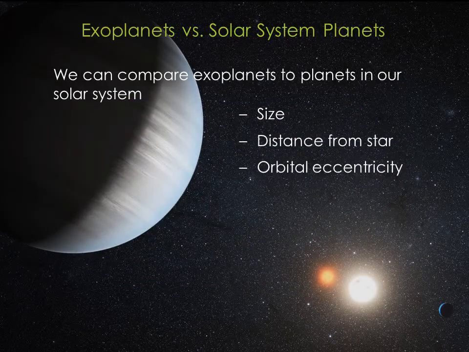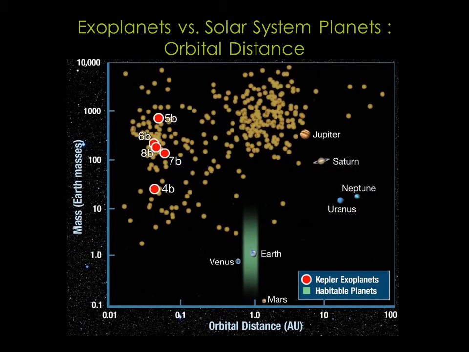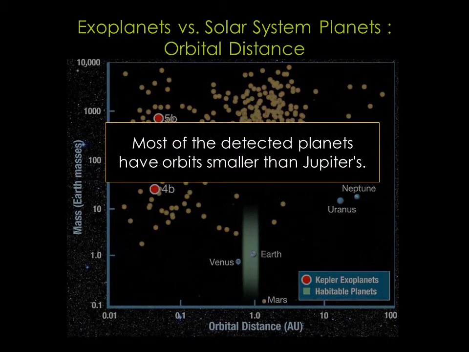The number of known extrasolar planets for which we have measured many key properties is now large enough that we are beginning to gain insight into how these planets compare to our own solar system. Some of the observations have been quite surprising. Let's first consider orbital distance. This is a plot showing a graph of exoplanet mass versus average orbital distance. There are many exoplanets that are much closer to their parent star than any planet in the solar system is to the Sun, and there are also some that are much farther from their star.